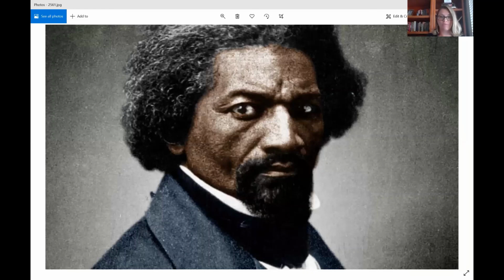I shared with you when he was born. I shared with you some of the demographics of his mother and his father to a certain extent. I talked a little bit about Mrs. Auld, the woman who taught him to read and write, and that he educated himself. In 1838, he ran away. He impersonated a freedman. He married a woman and adopted the last name Douglass. And he becomes this significant writer and activist of the Civil War era.